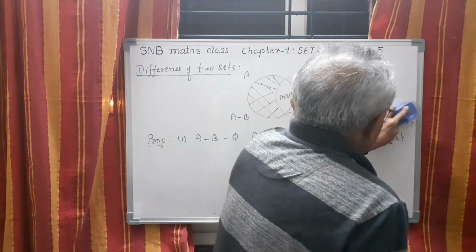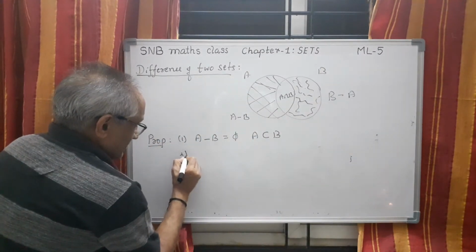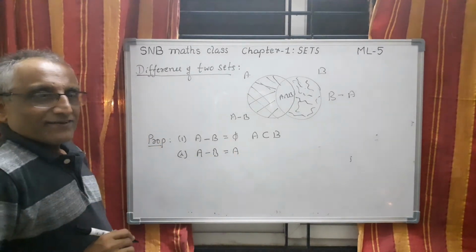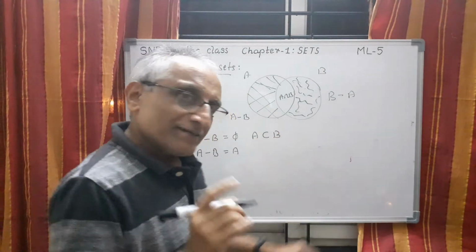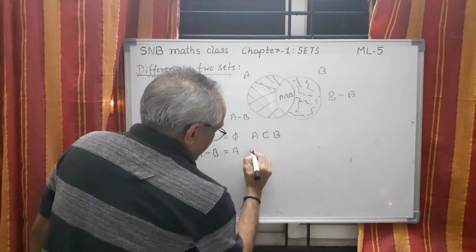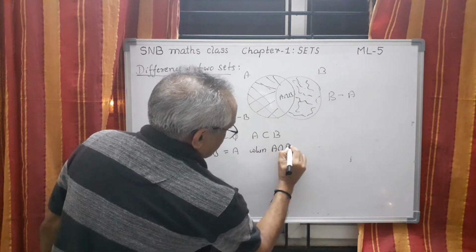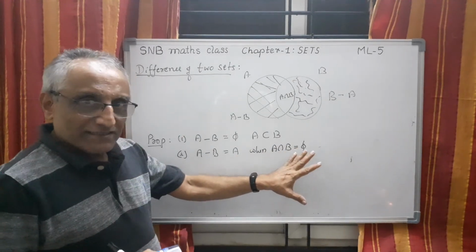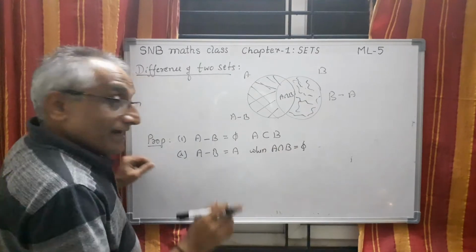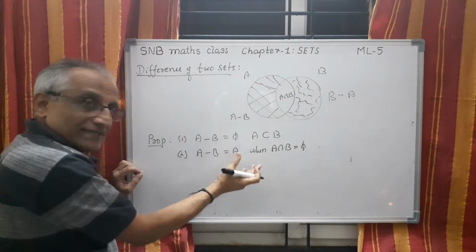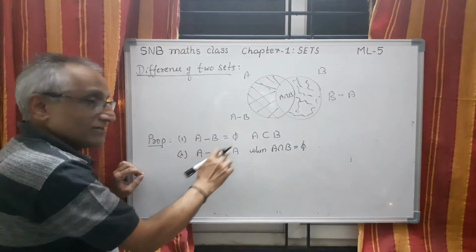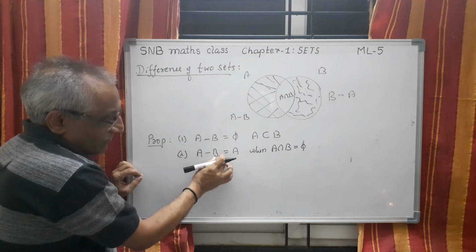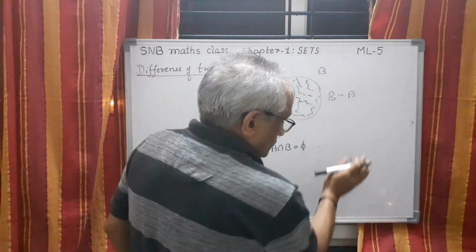Similarly, the second property; there are many interesting properties. A difference B will be A. Normally students get confused. There are two cases, but the most general case is when A intersection B is empty. That means A and B should not have the same element. So the intersection should be empty. And one more possibility is that if B is empty, that is also correct. Sometimes students get confused because A minus empty set is A. But that is not necessary. Here the condition is that B should not have a common element with A. For example, I have already shown one such example.